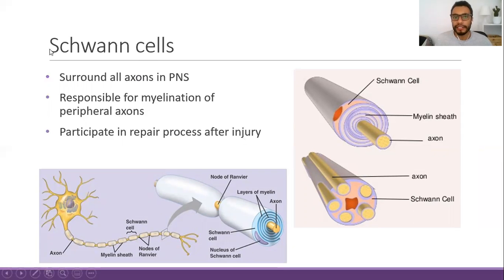But in the peripheral nervous system, we have the Schwann cells. And Schwann cells have the ability of regenerating, okay, as long as the cell body is not affected. So for example, in a car accident, you can have an injury to the brachial plexus. The brachial plexus is in the peripheral nervous system, and this is not.